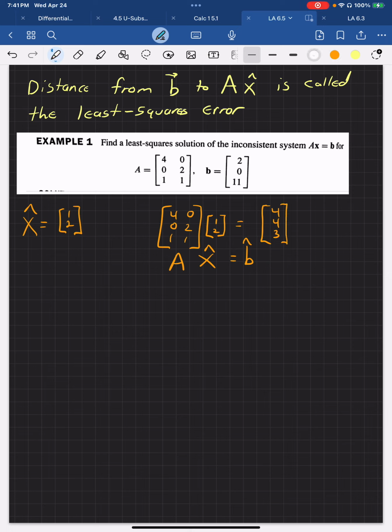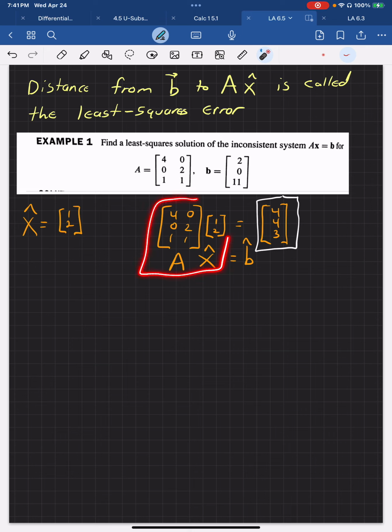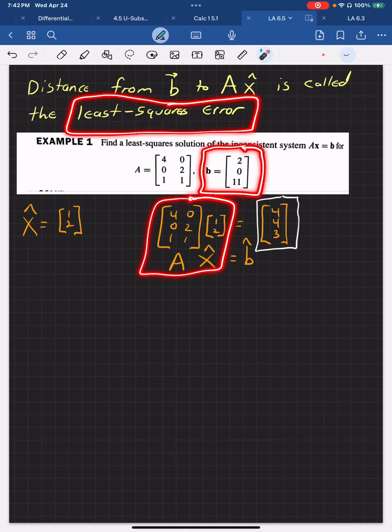Ready? So the idea is this is the best you can do. This is as close as you can get to B. How close are you? Well, the distance from AX hat to B is what we call the least squares error, right? It is an approximation.